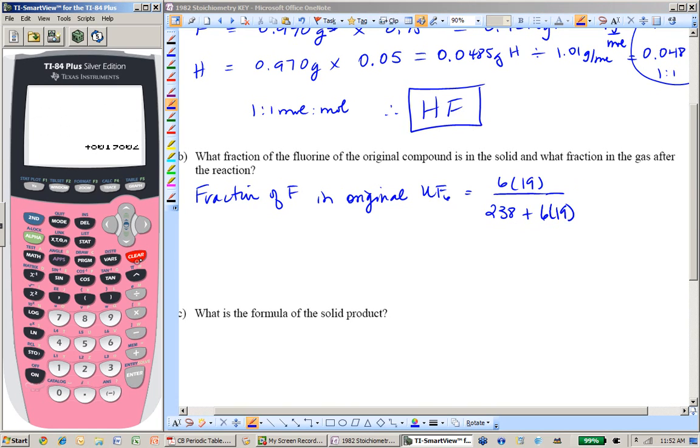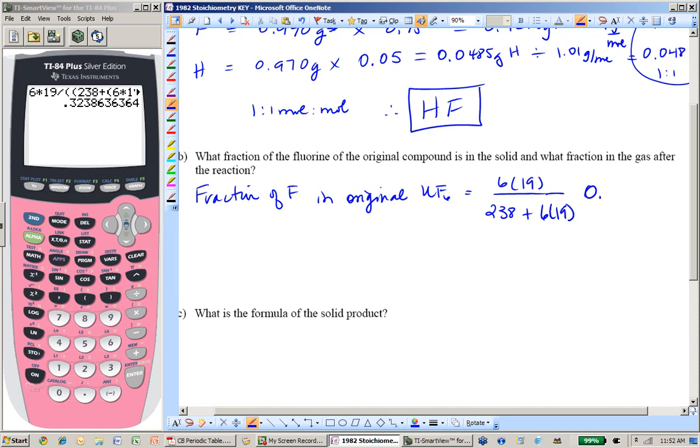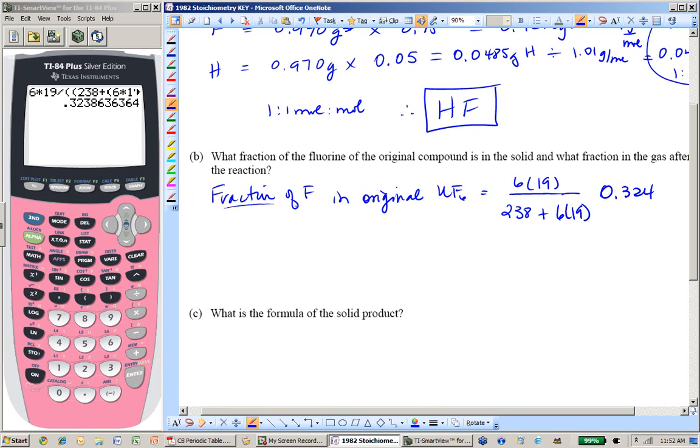And so you come out with my calculator: 19 divided by paren 238 plus 6 times 19. Notice the brilliant use of the parentheses keys. Get good at that. So that comes out to be 0.324. That's a fraction, so it doesn't have any units.